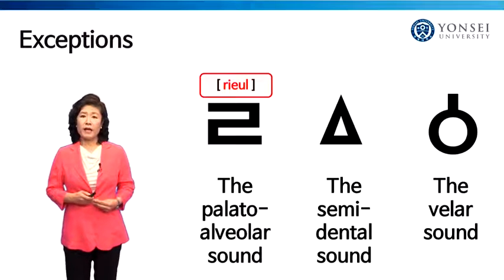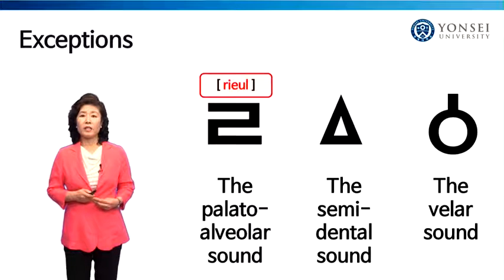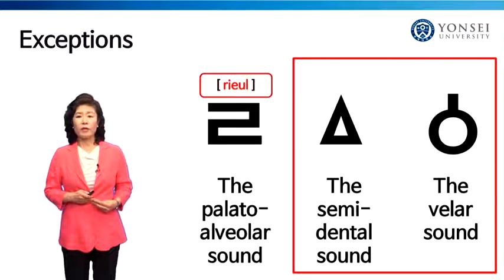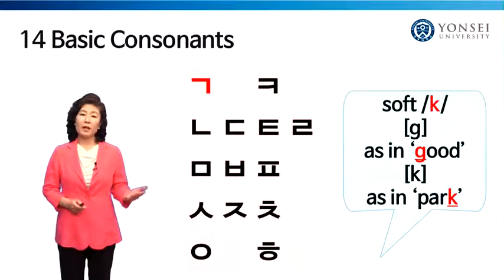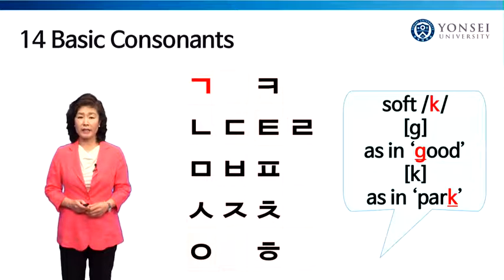You might have noticed that there are some letters missing from the list. There are these 3, and there are exceptions to the principle of letter formation. These letters are the palatal alveolar sound real, the semidental sound, and the velar sound, which was modeled after the throat. However, these 2 are not any longer in use. Okay, then shall we take a closer look each of the consonants again?